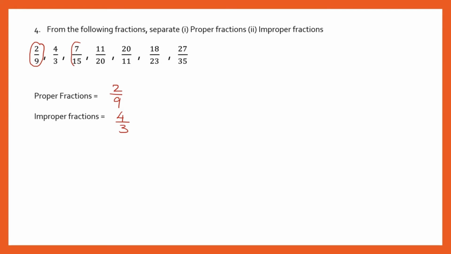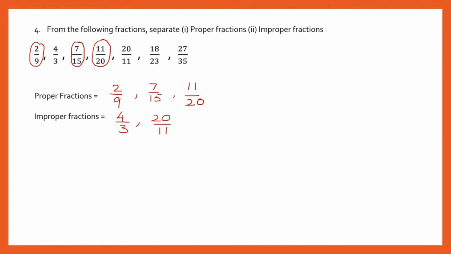Third one, 7 by 15. The numerator is less than the denominator. So that is a proper fraction. We'll go to the next one, 11 by 20. Numerator is less than the denominator. So it is a proper fraction, 11 by 20. Go to the next one, 20 by 11. The numerator is greater than the denominator. It's an improper fraction, 20 by 11.